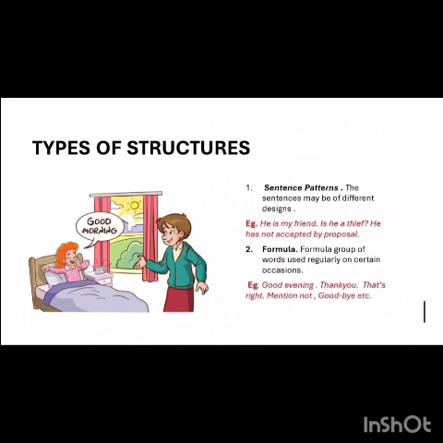Next we have types of structures. There are different types of structures. Basically we may divide them into four different categories: sentence pattern, formula, phrase pattern, and idioms. In the first, sentence pattern, the sentences may be of different designs, like he is my friend, is he a thief, where all the sentences are formed in different designs, right?